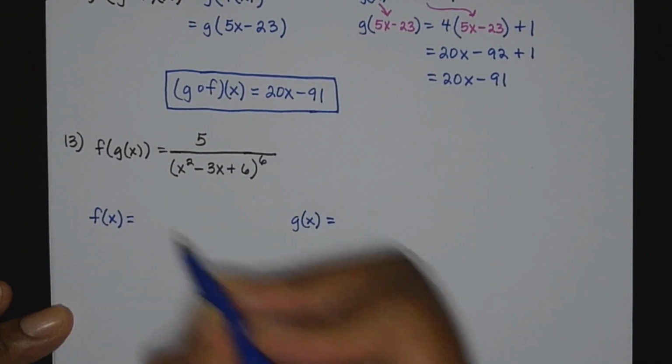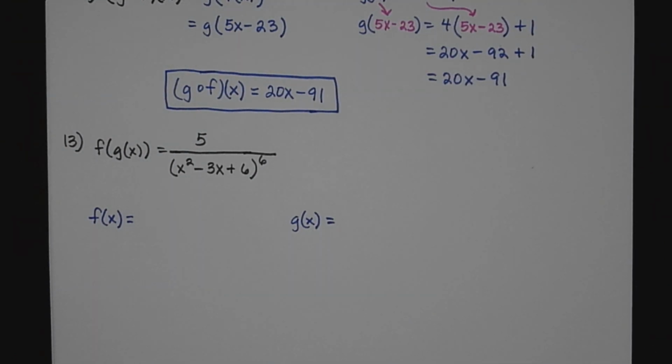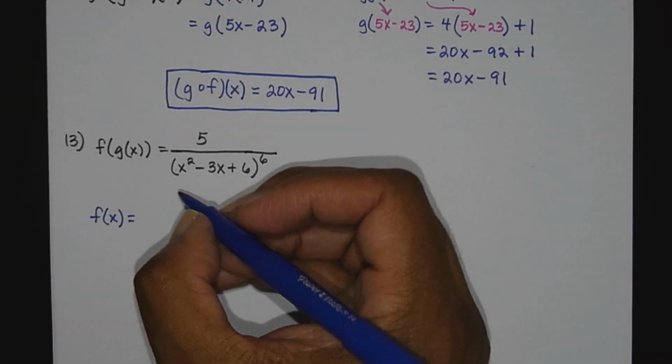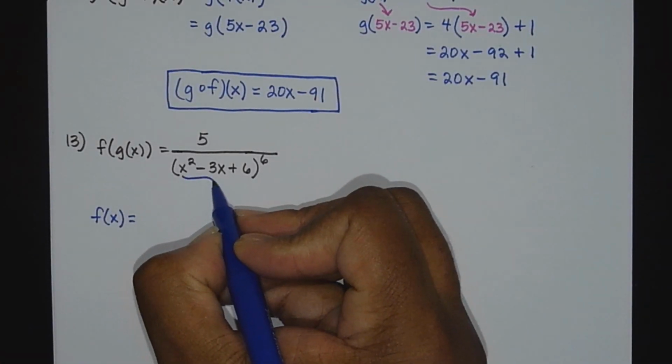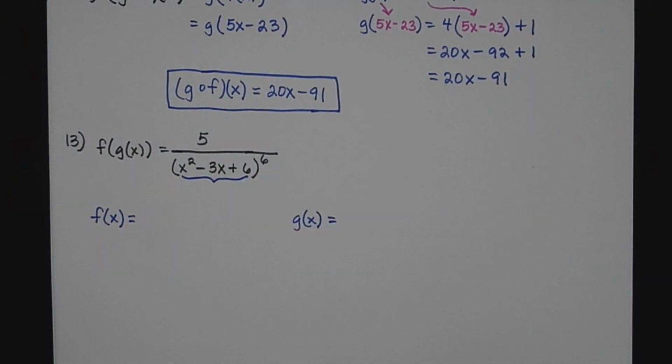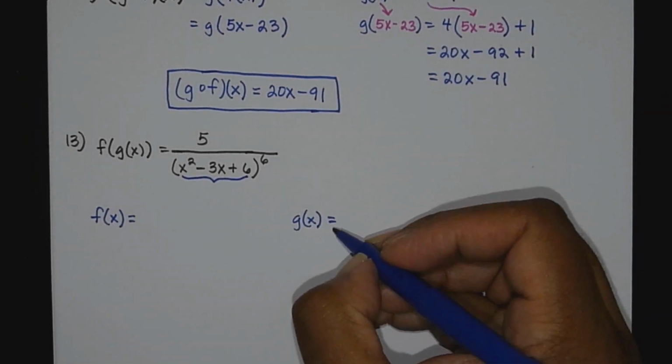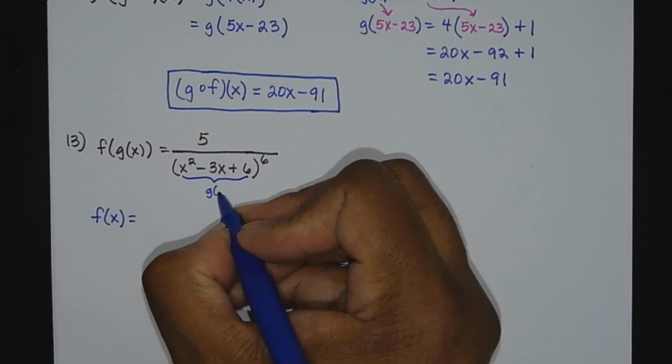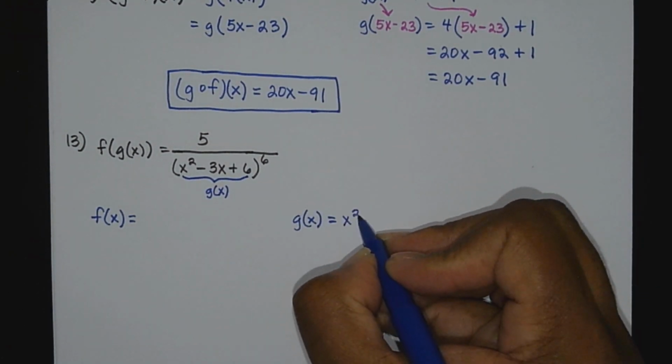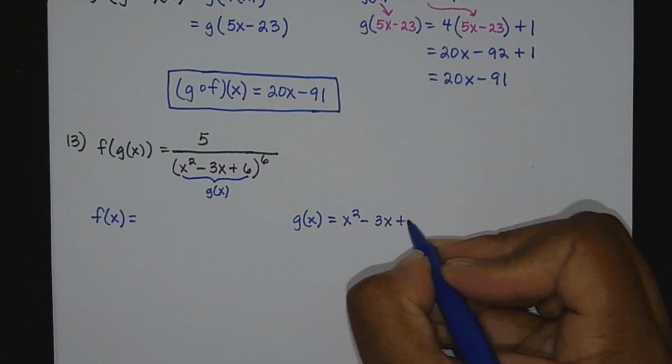So you have to find out what those were to begin with. First of all, let's find out what g of x is. Because g of x is the inside function and f of x is the outside function, we have to replace the x in our f of x function with what g of x is. And I would say that x squared minus 3x plus 6 might have been put in place of x. So that would be what g of x is: x squared minus 3x plus 6.